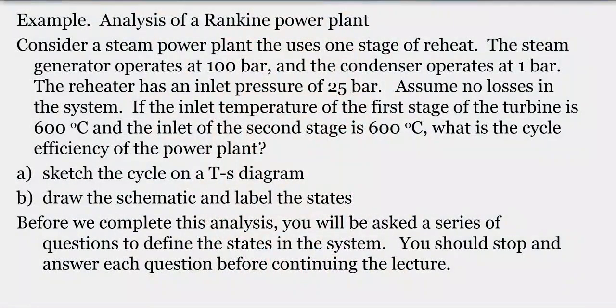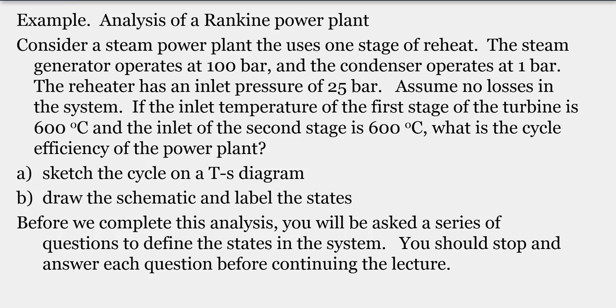Okay, this is going to take us a while to get through, but we're going to use all of our tools. We're going to consider a steam power plant that uses one stage of reheat. We're going to have a steam generator. Remember, that means it's a boiler plus a steam heater, and it's going to operate at 100 bar. The condenser will operate at 1 bar. The reheater is going to have an inlet pressure of 25 bar.